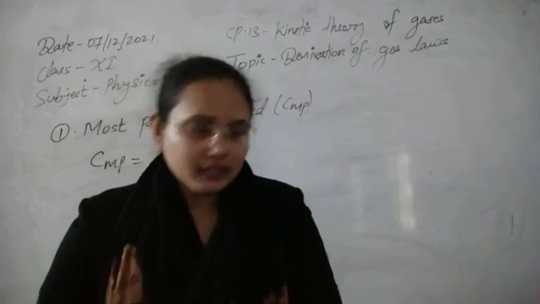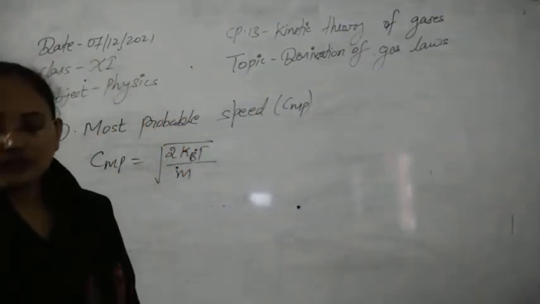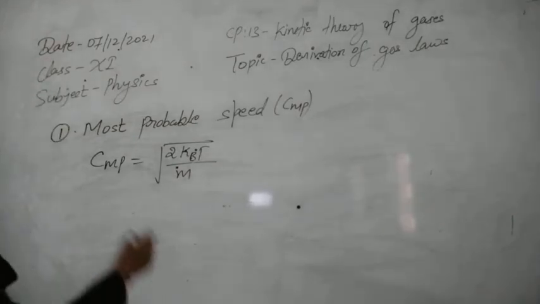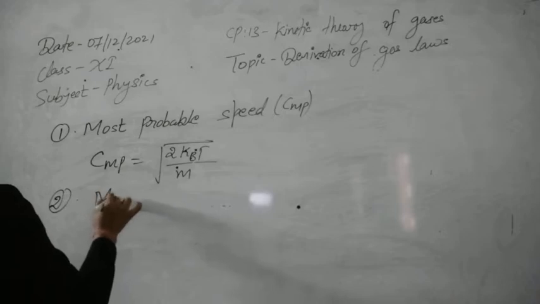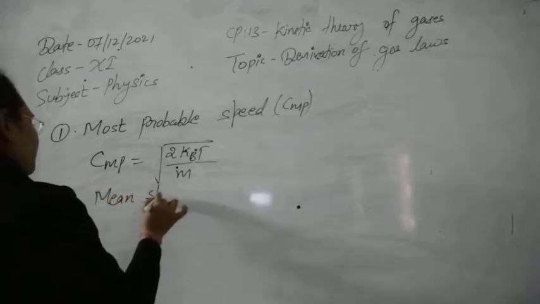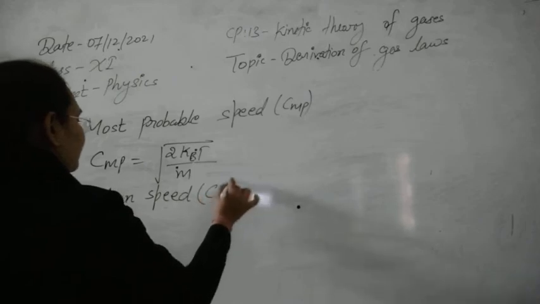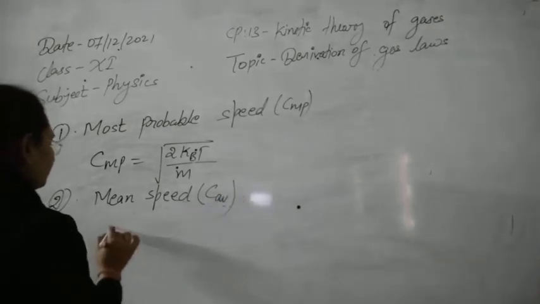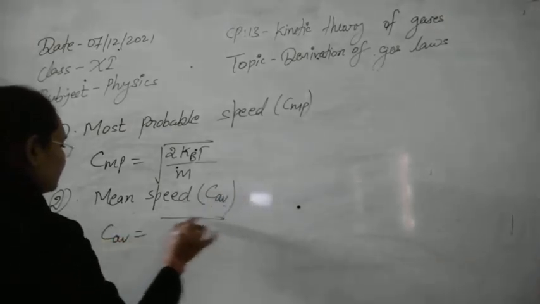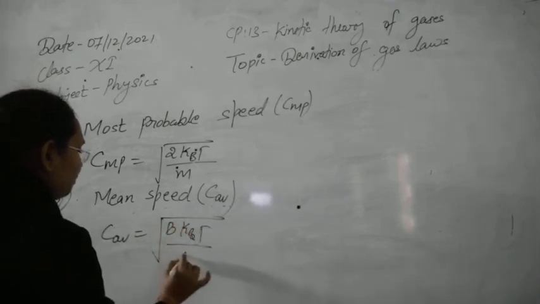But in terms of T, Maxwell has shown the average speed, and it is given by the second speed, the mean speed, also called average speed. So we can write C average, and C average is given by root of 8kBT upon πm.